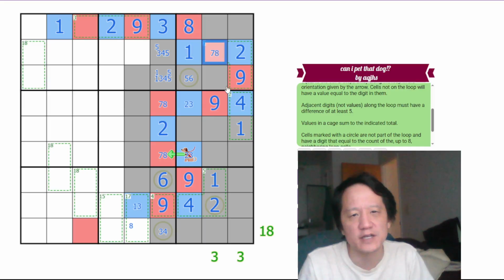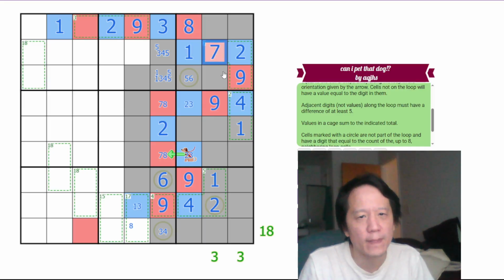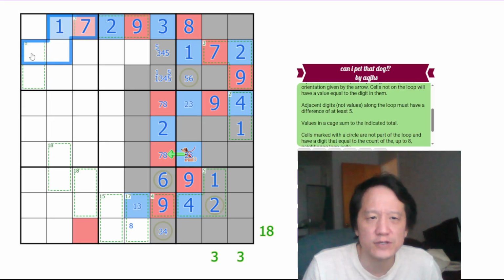This 8 eliminates 8 here, so that's 7. 1, 2, 3, 4, 5, 6, 7, 8, 9. This has to have a value of 7. So 7 away on this loop is value of 1.